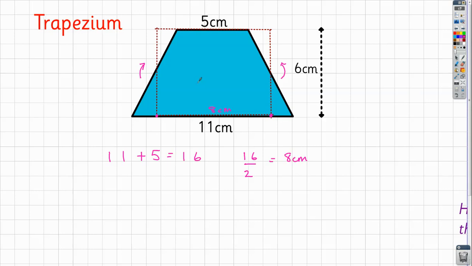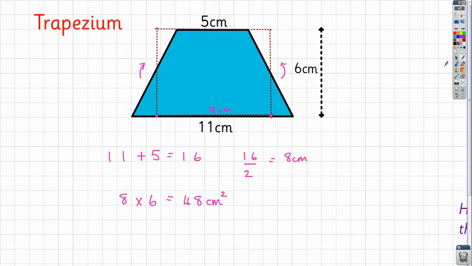Now we can find the area of the trapezium. It is simply the area of this rectangle, which is 8 multiplied by 6. So 8 multiplied by 6 is 48 square centimetres.